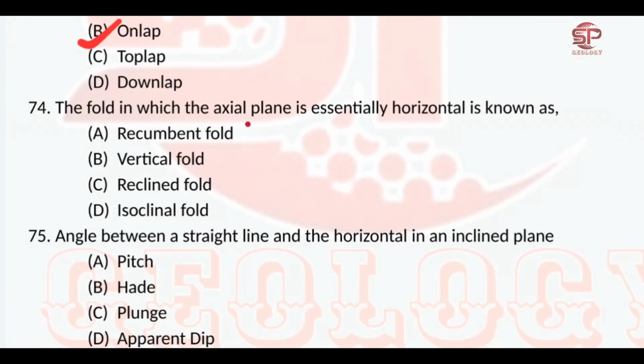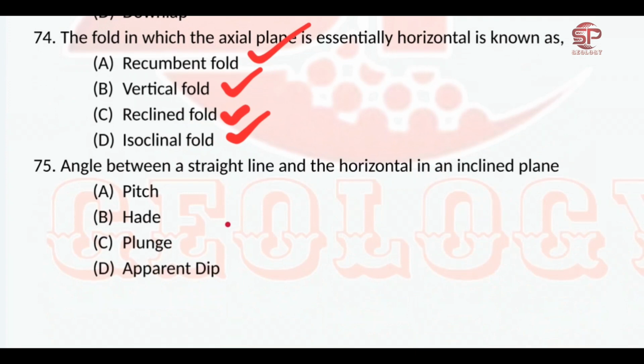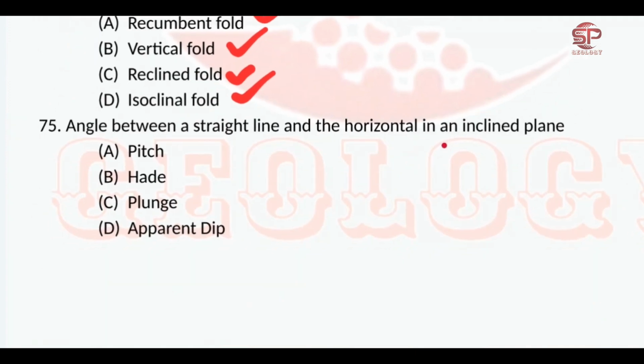The fold in which the axial plane is essentially horizontal is a recumbent fold. In a vertical fold, the axial plane is vertical or perpendicular. In a reclined fold, it is inclined. In an isoclinal fold, it can be anything. The angle between a straight line and a horizontal line in an inclined plane will be pitch. It was also discussed in the previous video.